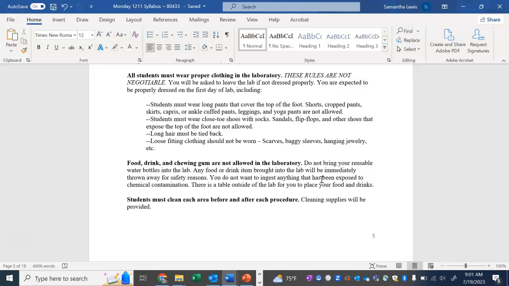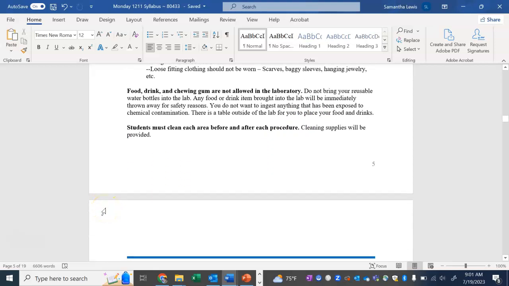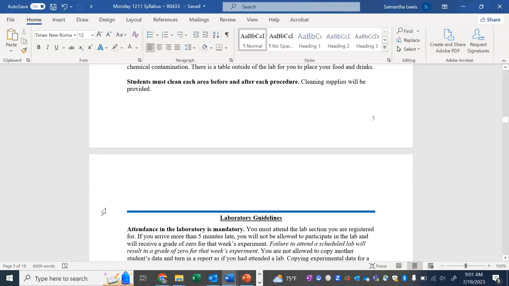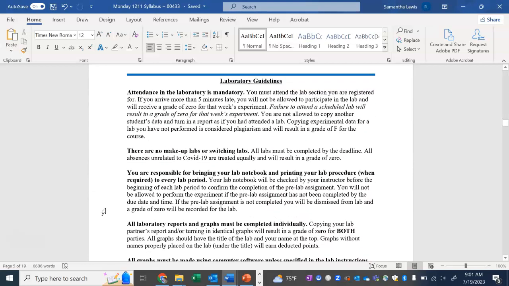Again, this is expected on day 1. If you are not dressed on day 1, you will be asked to leave. You will get a 0 for the day. You should know that there are no makeup labs. There is no food or drink allowed in the laboratory, no chewing gum, none of those things. We do have tables that sit right outside so you can put all your stuff out there. And then you're responsible for cleaning your area before you leave. I will show you how to do that on day 1.